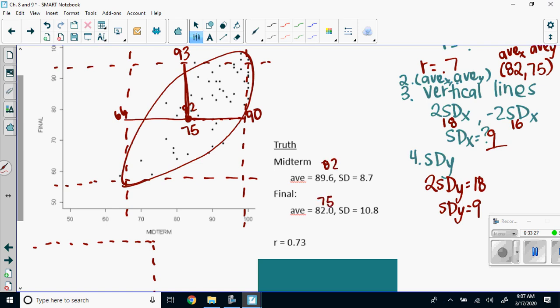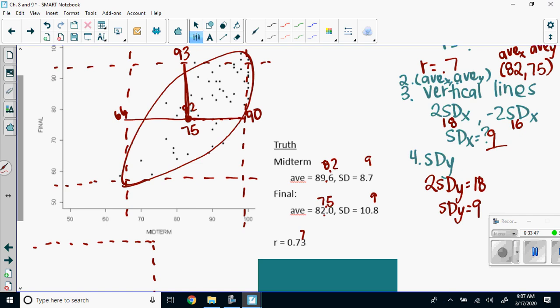And our standard deviations were 9 and 9 with a correlation coefficient of 7. Hey, I was off by 7 here and off by 7 here again, and that's just fine. No problems with that. If you were off by like 30, then there's a problem there. But a little bit off is not bad.